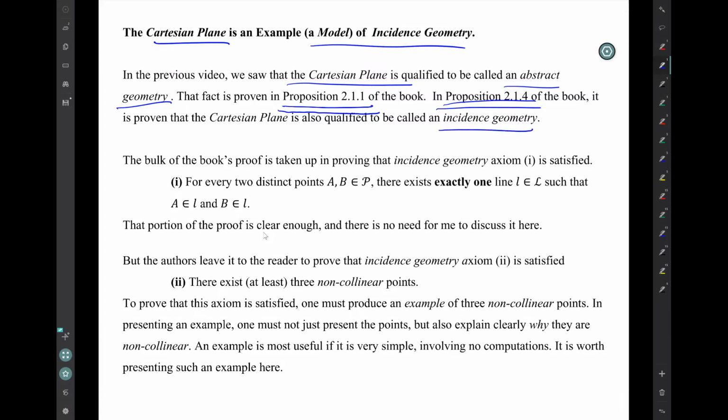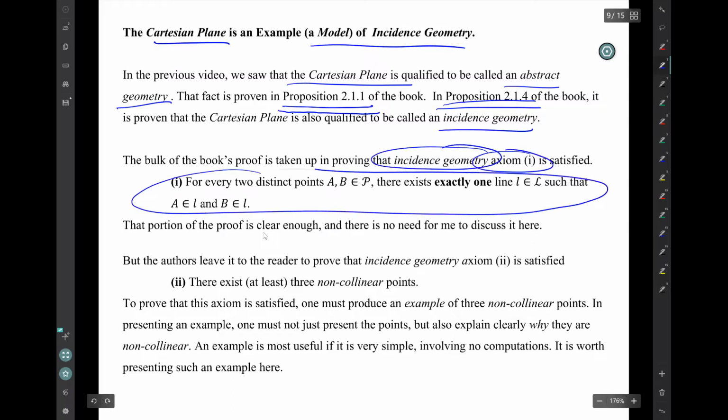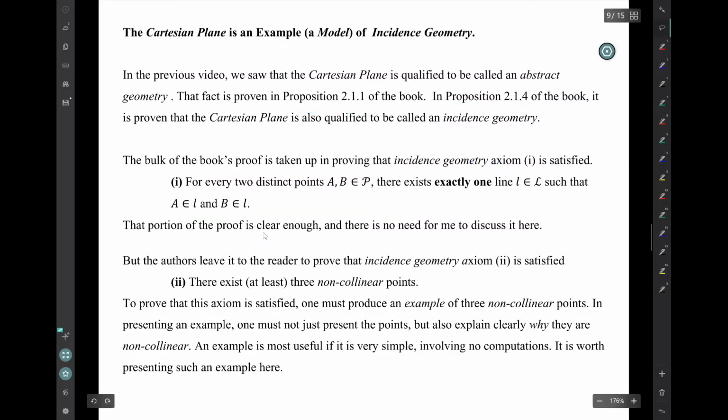The bulk of the book's proof is taken up in proving that axiom 1 is satisfied, incidence axiom 1. For every 2 points, there exists exactly one line they both lie on. That portion of the proof is clear enough, and there's no need for me to discuss it here. But the authors leave it to the reader to prove that incidence geometry axiom 2 is satisfied. Now that axiom, remember, is this, that there has to exist a set of 3 non-collinear points.